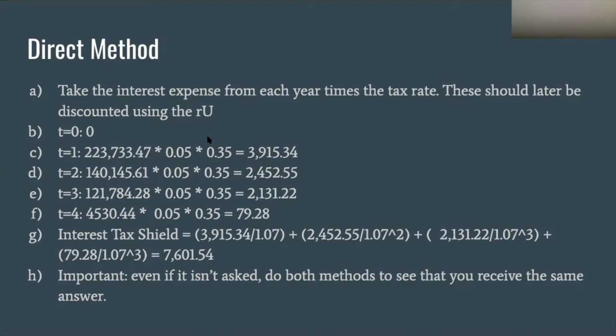Because if you didn't finance through debt here, you would pay 3,915.34 in tax at year one either way. So thereby you save money. When you have calculated the interest cost times the tax rate for each year, we need to discount it in order to gain the total interest tax shield, which we are after. And again, when we calculate the tax shield, we always discount it with the unlevered rate of return. As you can see here, I've taken the cash flows divided by the rate each year.